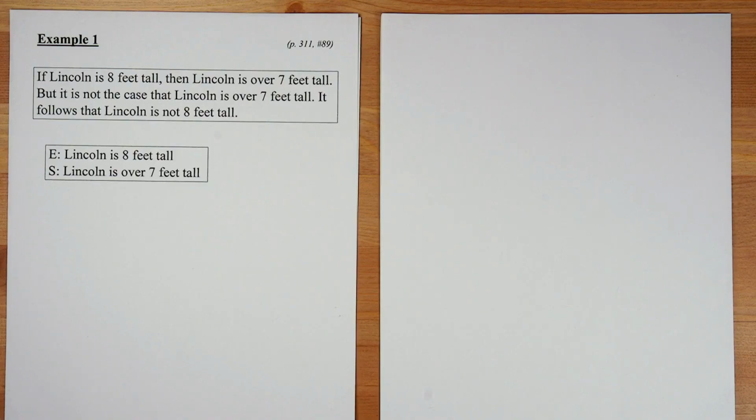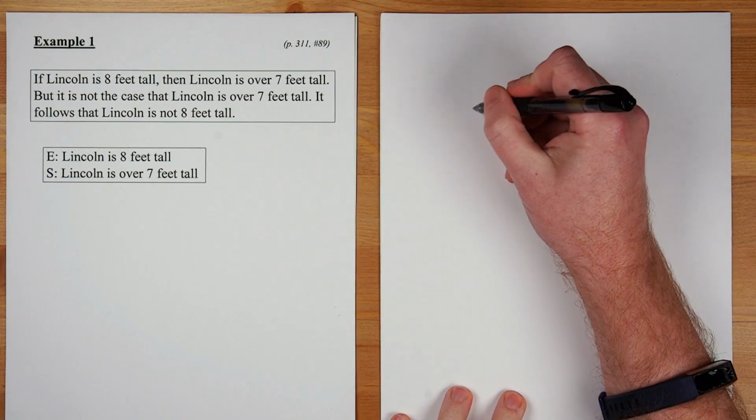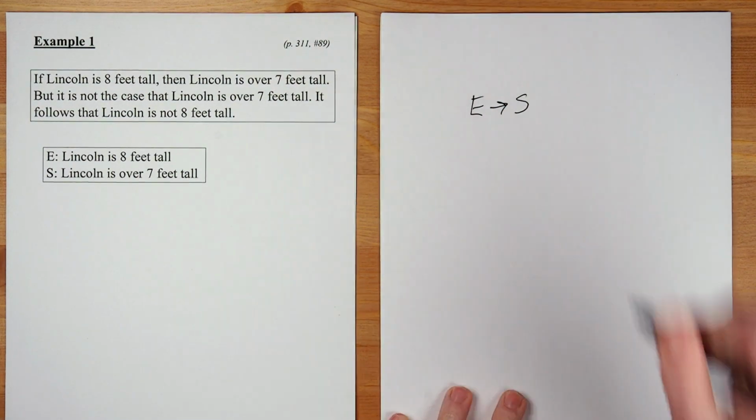All right, this argument is from page 311 in your book. It's number 89. The first sentence is a straightforward conditional. If Lincoln is 8 feet tall, then Lincoln is over 7 feet tall. Using E and S for the atomic statements, this becomes E arrow S.